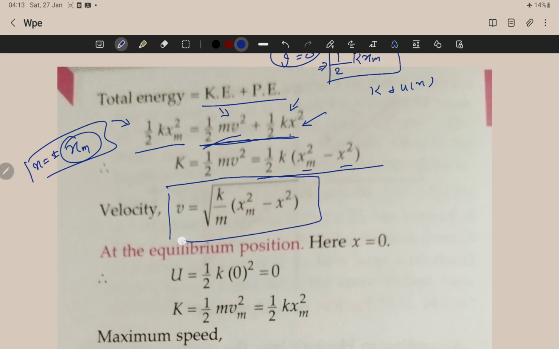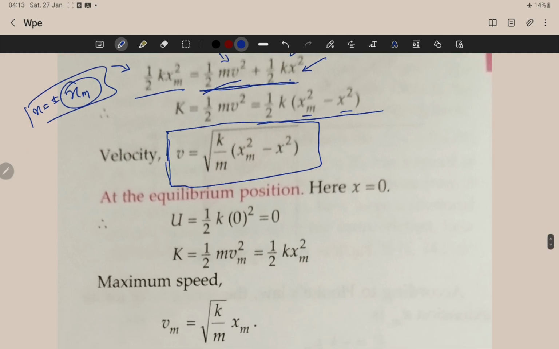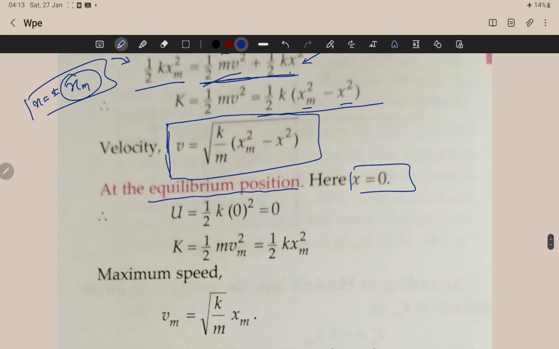What is the velocity? So from here we get the value of velocity. Now let's put some equation. So at equilibrium position, what happened? X becomes zero. So if x becomes zero, this velocity will become zero. I told you at x is equal to zero.